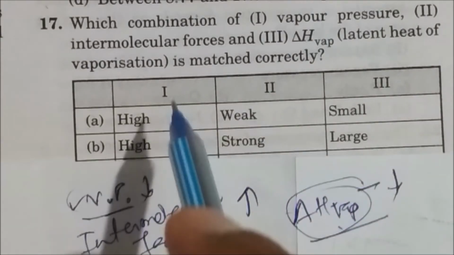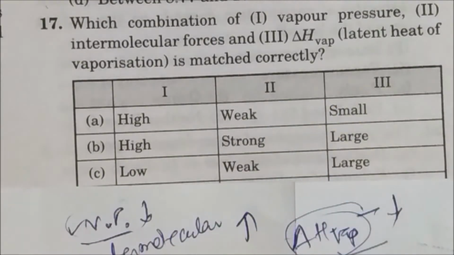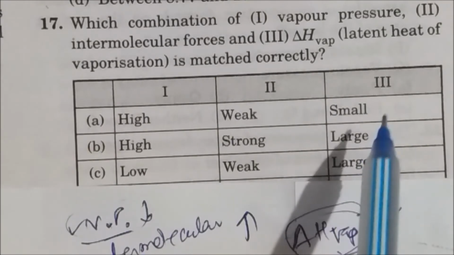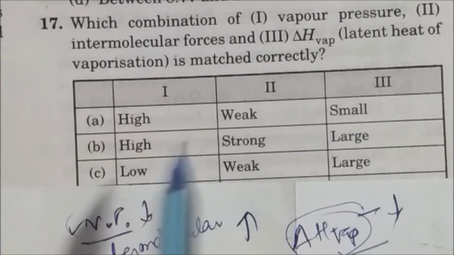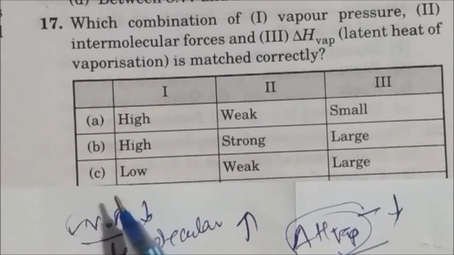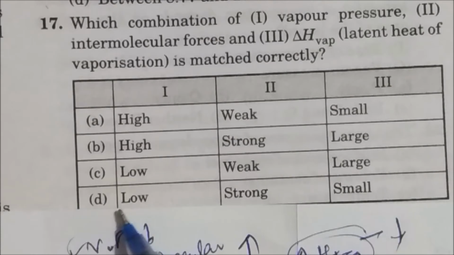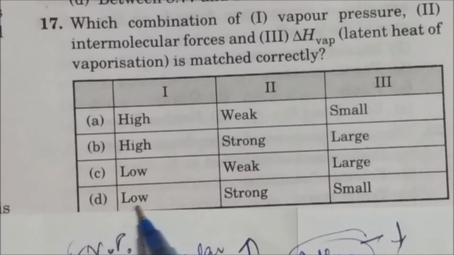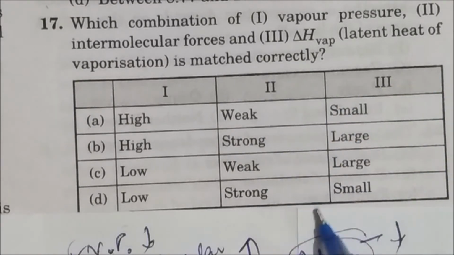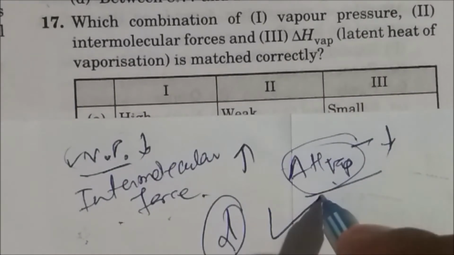So first is the vapor pressure. If vapor pressure is very high, the intermolecular force will be weak, so this is correct, but the heat of vaporization will be large, so A is not possible. High, strong, this is obviously not possible. If it is low, then intermolecular force must be strong. C is rejected. So now, if vapor pressure is low, definitely intermolecular force is strong and heat of vaporization is small. So our answer D is absolutely correct.